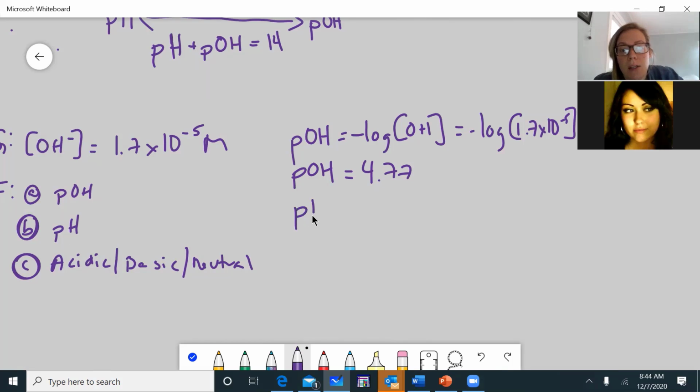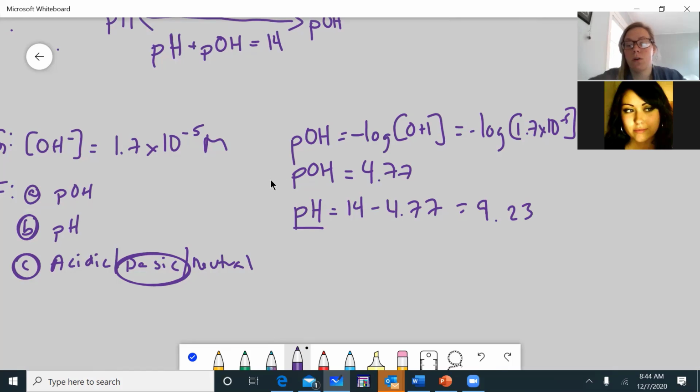So pH is going to be equal to 14 minus my pOH, which is the 4.77. And I end up getting a pH of 9.23. Now, once I'm in the pH scale, the 9.23, well, if it's a higher number, that's basic. Okay, so it's the opposite for pOH. For pH, low numbers are acidic; for pOH, low numbers are basic.